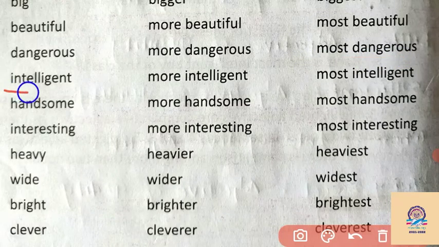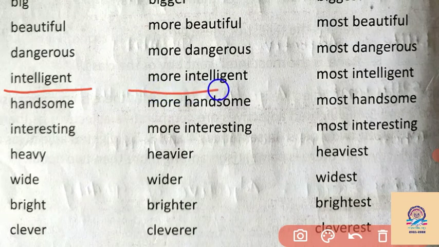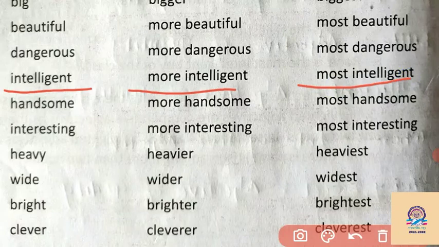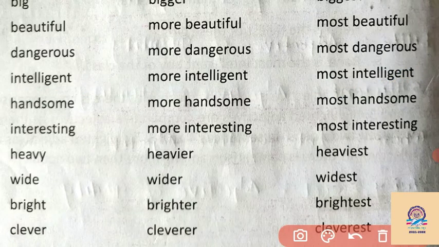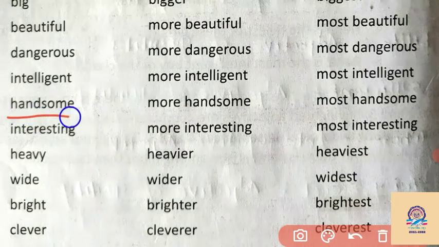Then intelligent, here we also have two syllables. So here more intelligent for the comparative and most intelligent for the superlative. Then hand and some, we have two syllables, both with different meanings. Hand has a different meaning and some also has a different meaning, but when we combine these two words, we have another word, that is handsome.